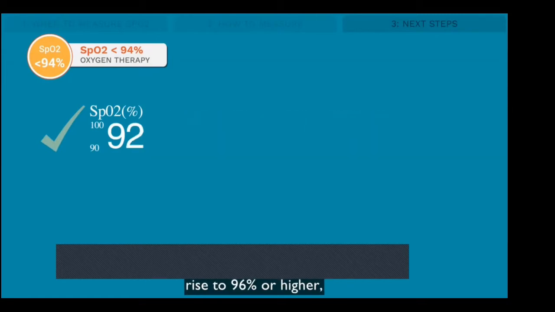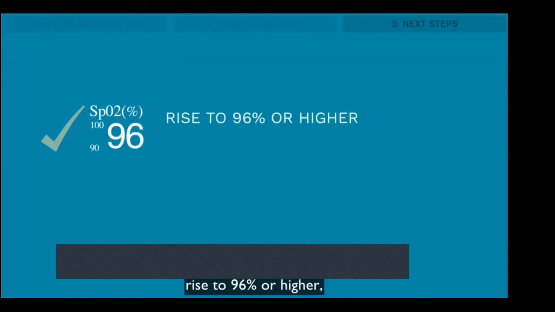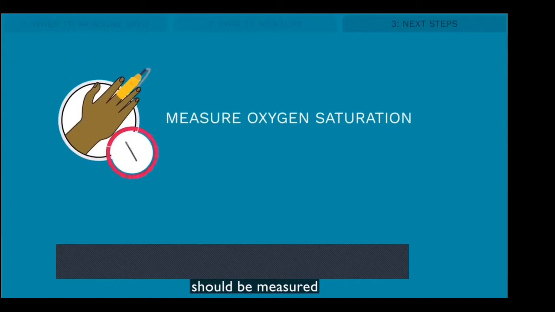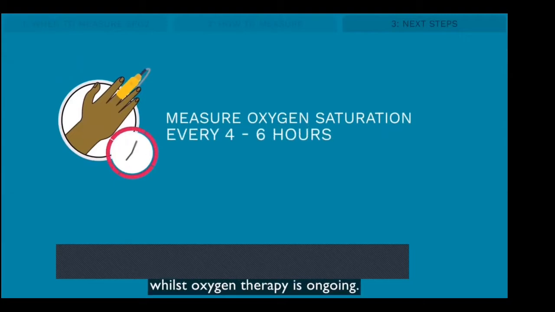If oxygen saturations rise to 96% or higher, reduce the oxygen flow rate. Oxygen saturation and vital signs should be measured at least every 4 to 6 hours while oxygen therapy is ongoing.